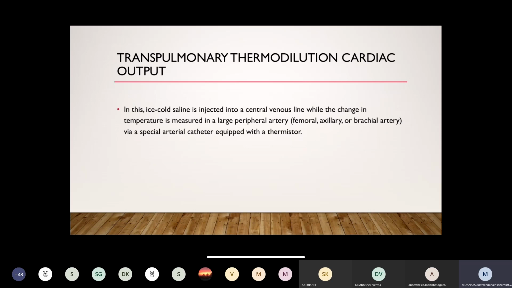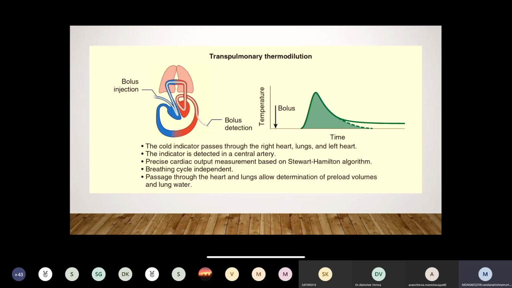Transpulmonary thermodilution cardiac output. In this, ice-cold saline is injected into a central venous line, while the change in temperature is measured in large peripheral arteries like the femoral, axillary, or brachial artery, using a special arterial catheter equipped with a thermistor. So in this, when we inject the cold saline bolus here, it crosses the right heart, lungs, and the left heart, hence it is breathing cycle independent.